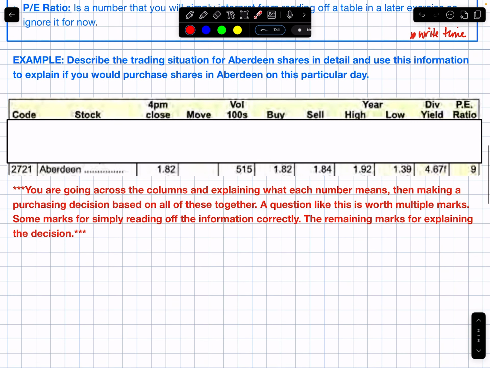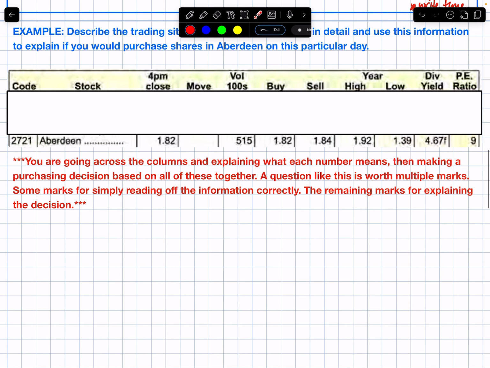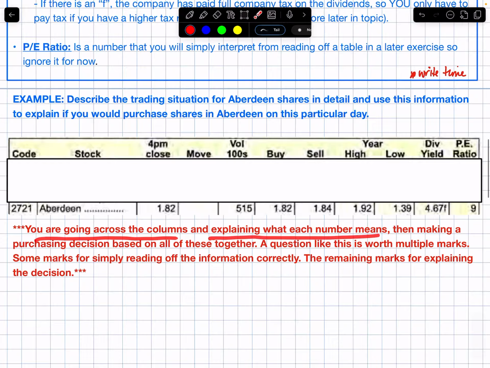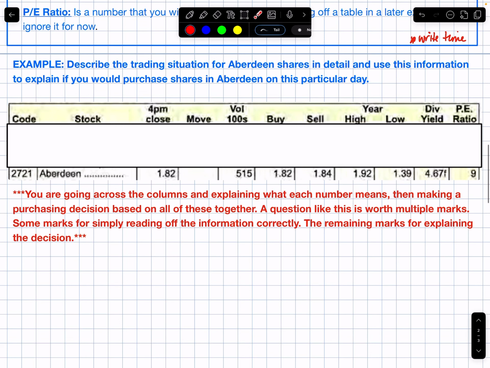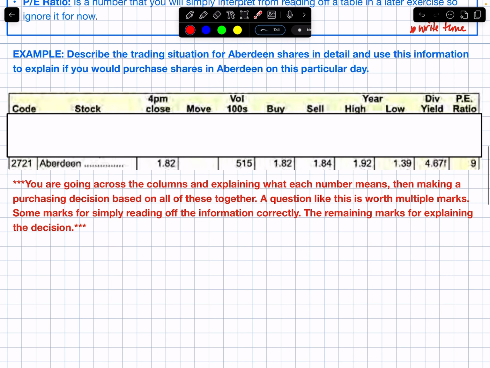So for example, this is a question that might be worth 5 marks on the very first page of the test, right at the bottom. You're going to describe the trading situation for a company, in this case Aberdeen. And so the question might say detail and use the info to explain whether you would purchase shares in Aberdeen on this particular day. So what you are doing here is you're going across the columns and you explain what each number means according to this box here that details what each of those numbers mean. Then you make a purchasing decision based on that information. There's not really one right or one wrong answer. You just have to explain yourself, okay, based on that story that you formulated.